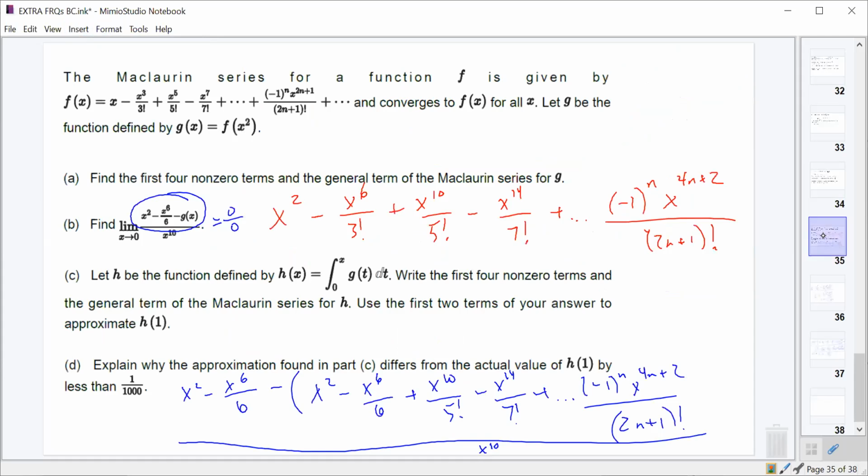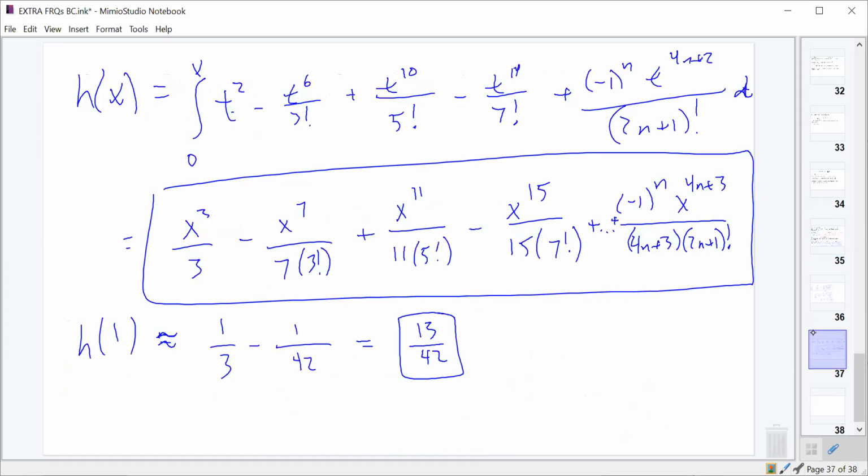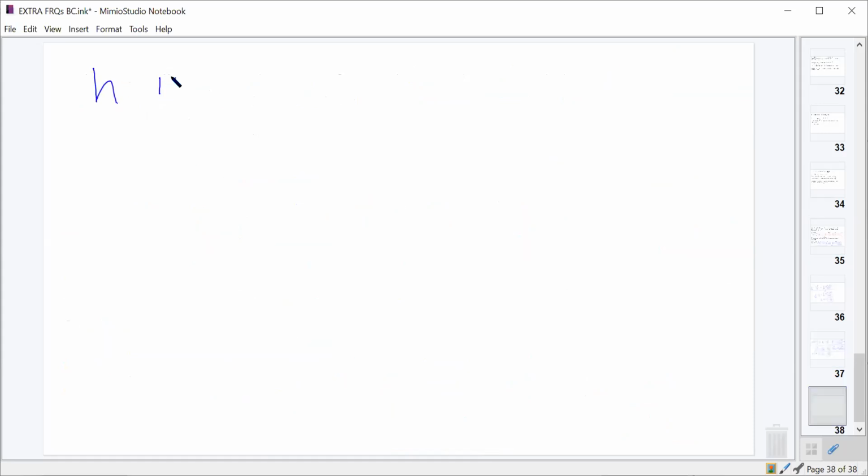And then part D, we want to know why that approximation that we found in part C differs from the true value of h of 1 by less than 1 over 1,000. And so this one, we should note what is this series doing, our series for h? It is going from positive term to negative term to positive term to negative term, right? Negative 1 to the n, right? H is alternating, and therefore use the alternating series error bound on it.